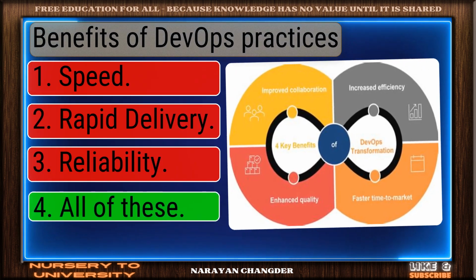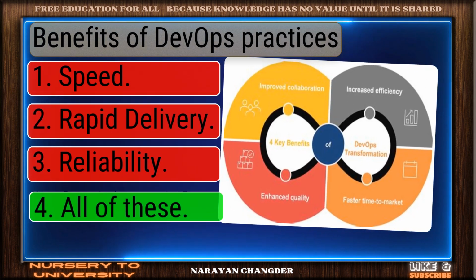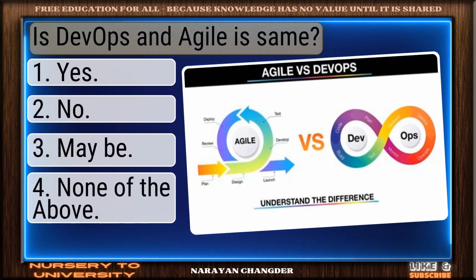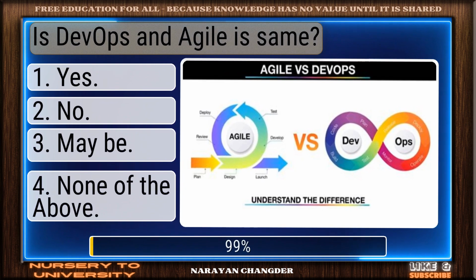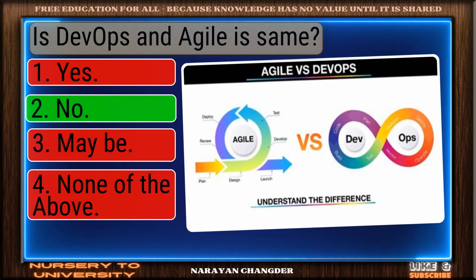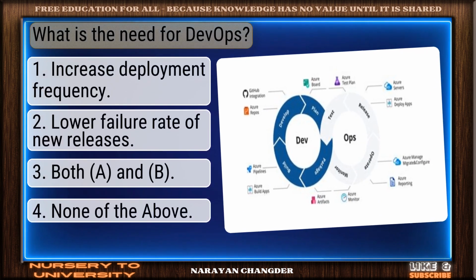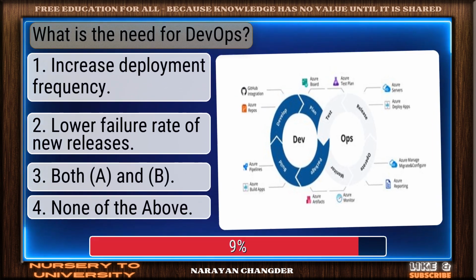Perfect. All of these is the correct choice. Question number 52. Are DevOps and Agile the same? Bravo. No is the answer. Question number 53. What is the need for DevOps?